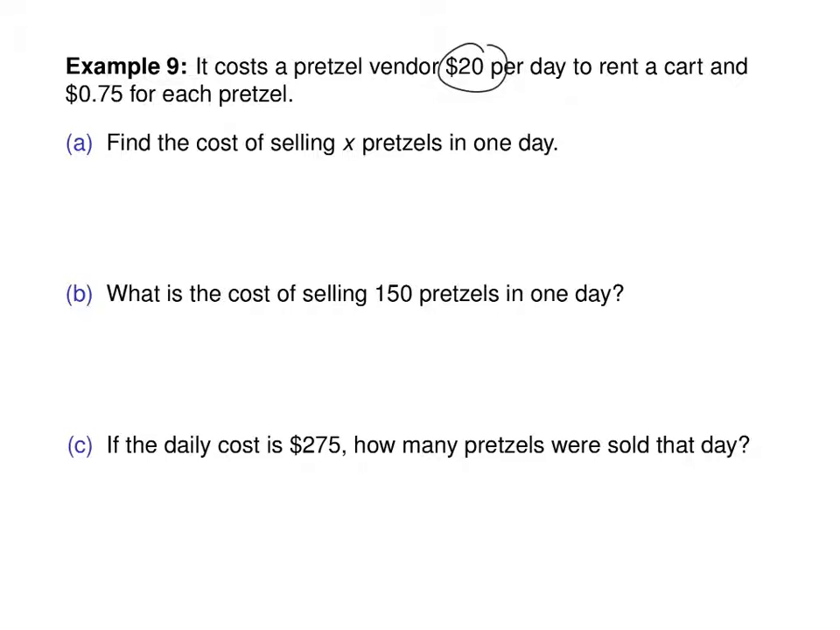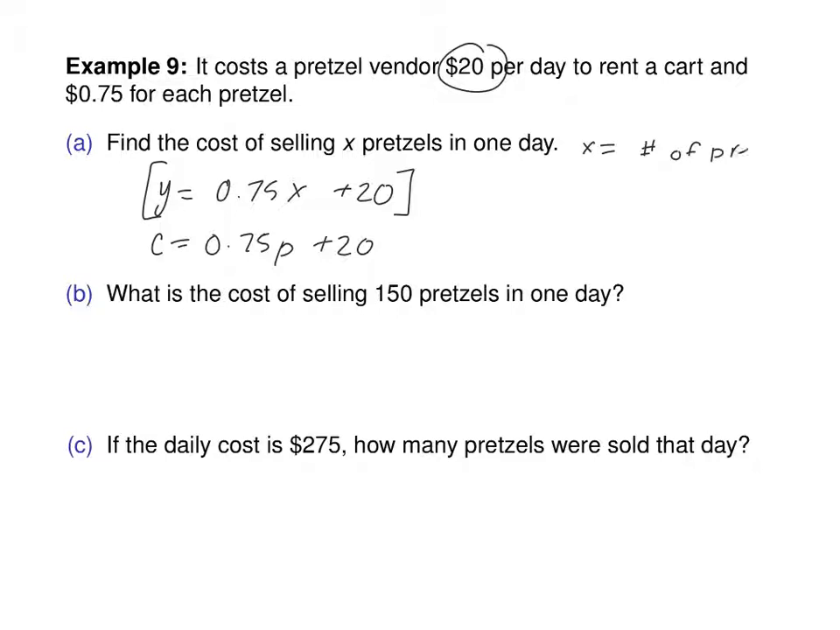And then the slope is how much your cost increases per pretzel, which is 0.75. So that equation is y equals 0.75x plus 20. Or if you want to use different letters, you could say c equals 0.75p plus 20, c for cost, p for pretzel. If a software like Alex asks you to use specific letters, you probably should use those specific letters in your final answer. But as long as you can keep track of what x and y are, it'd be good to say x equals number of pretzels and y equals total cost to you.